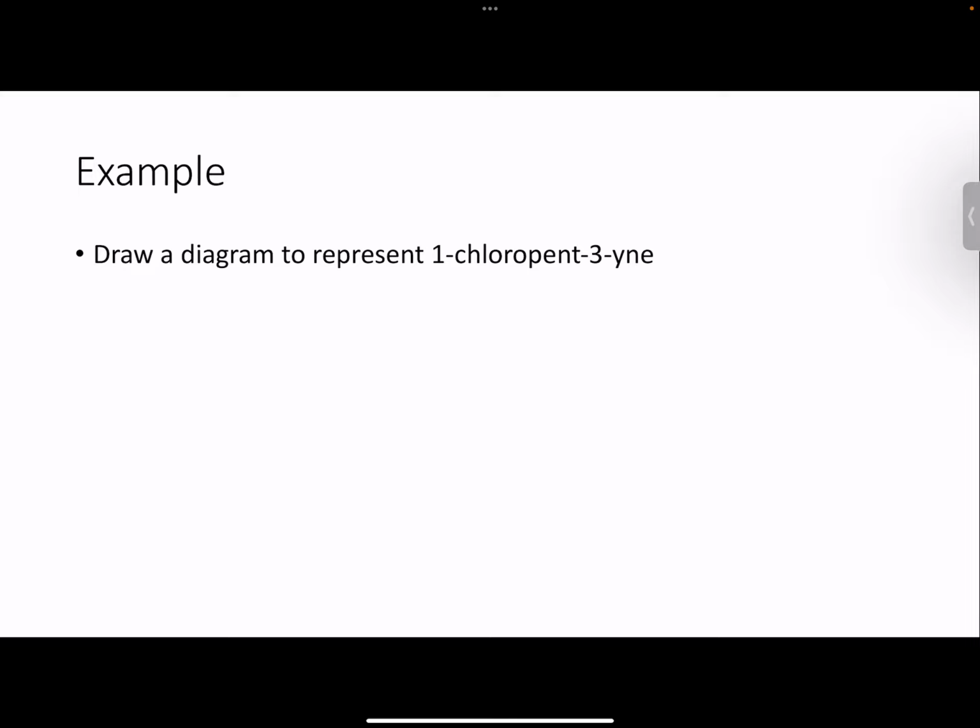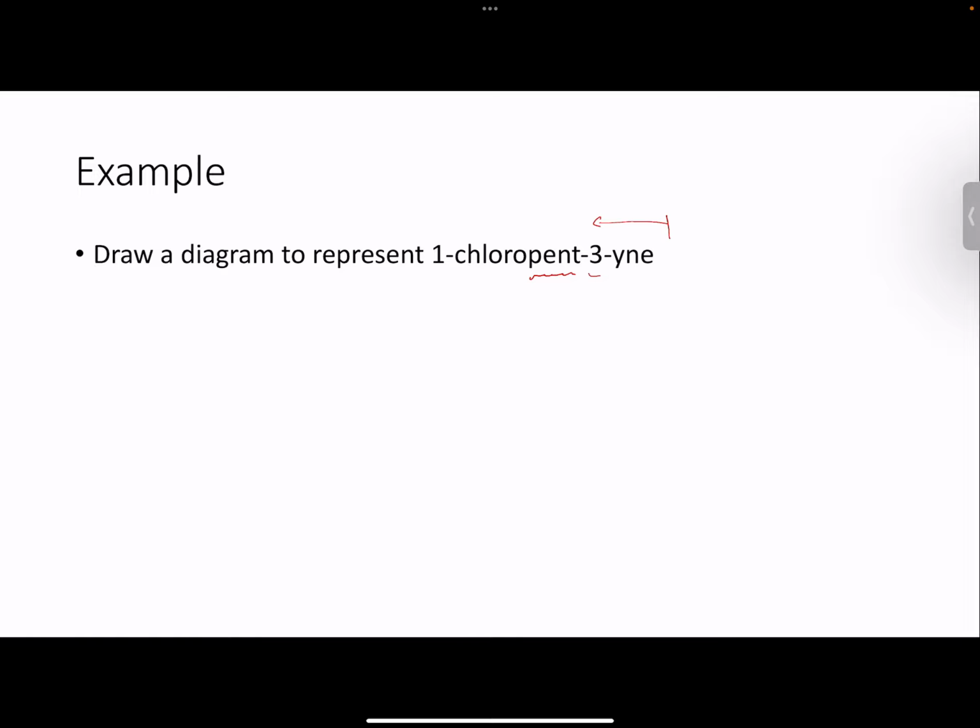Our first molecule that we have is 1-chloropent-3-yne. So I can identify the parent chain. It's the last prefix from the right. So if I've got prefixes on the left, those are going to be branches or alkyl groups. But the last one before the end of the name is the parent chain. So I'll start off with this.